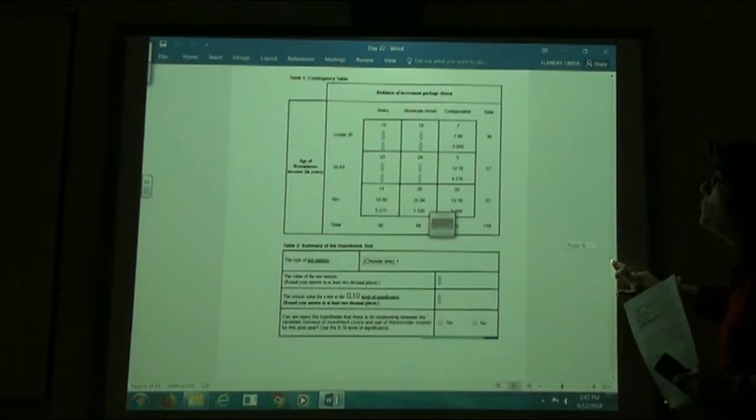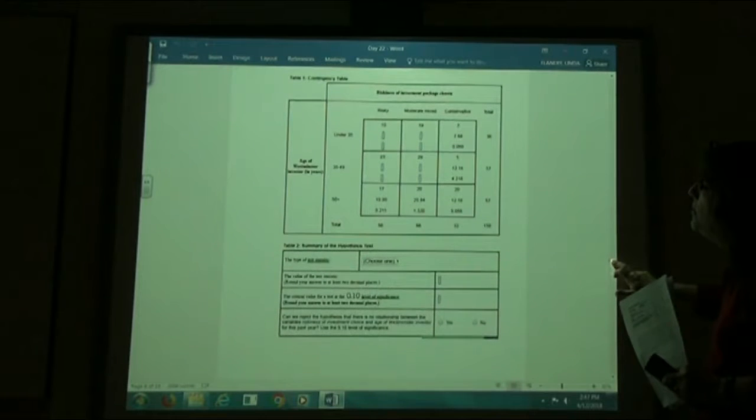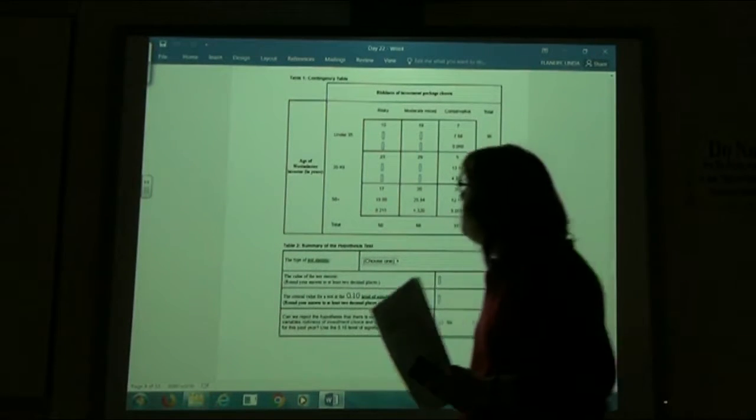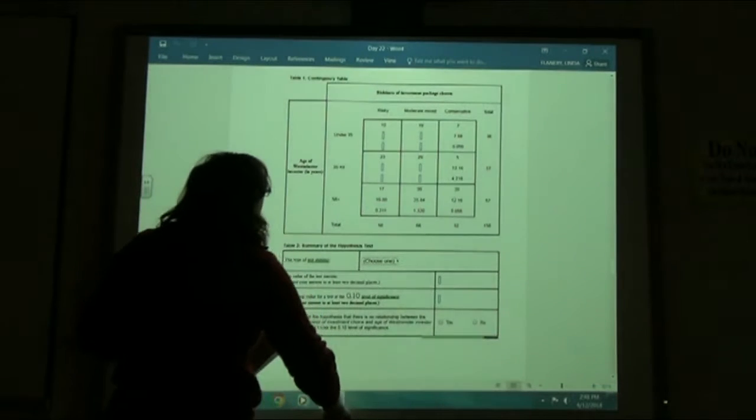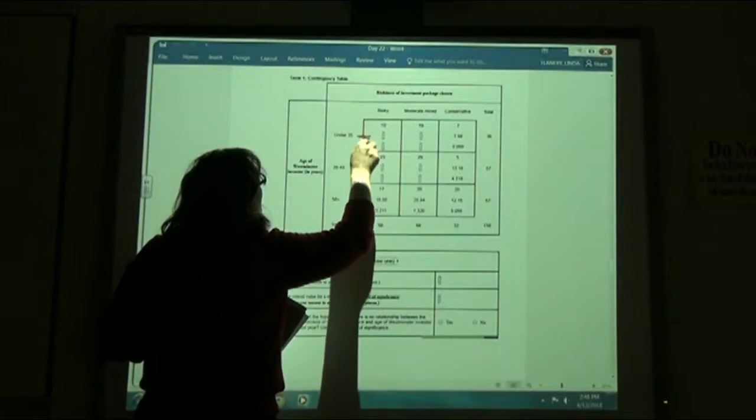So, in my table, I have right here, now we are basically combining what we did on problems 1, 2, and 3 with what we did on problems 4, 5, and 6, and just making one great big long problem. So, when we fill in our table, again, we're going to take the row total times the column total divided by the sample size. That's going to be the top value.